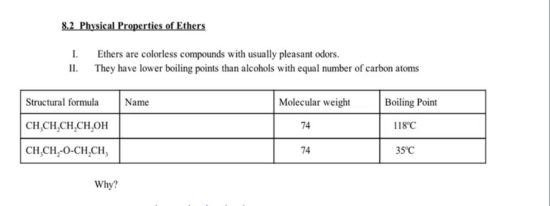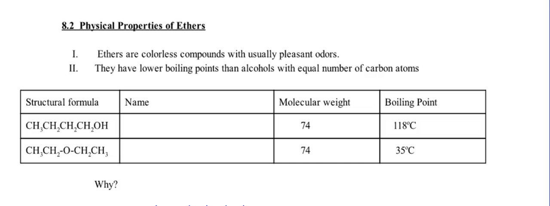How does that sound? We're in chapter 8.2, the physical properties of ethers. So, ethers are colorless compounds with usually pleasant odors. They have lower boiling points than alcohols with an equal number of carbon atoms.